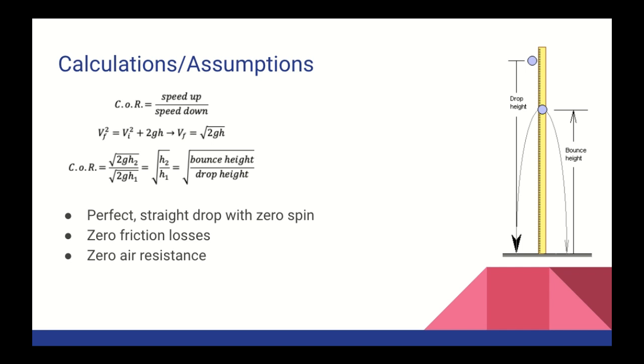Some assumptions that were made for this experiment were that the drops were perfectly straight down with 0 spin, and there was no friction losses or air resistance during the experiment.